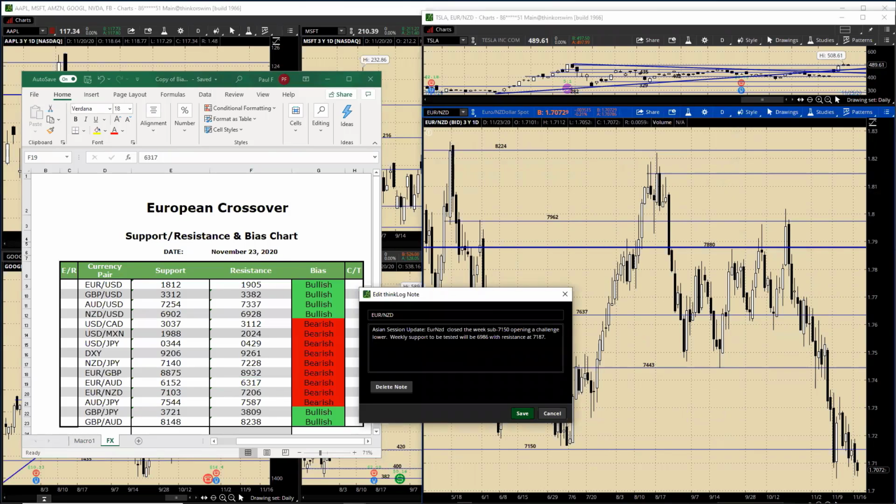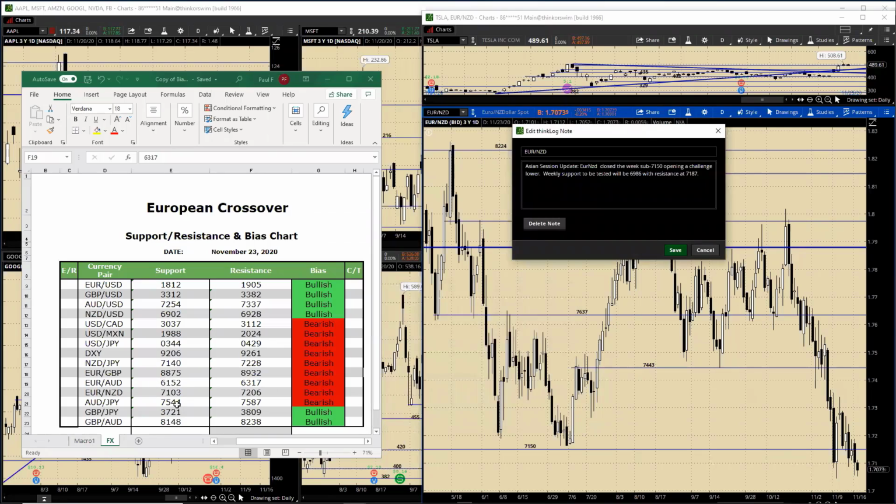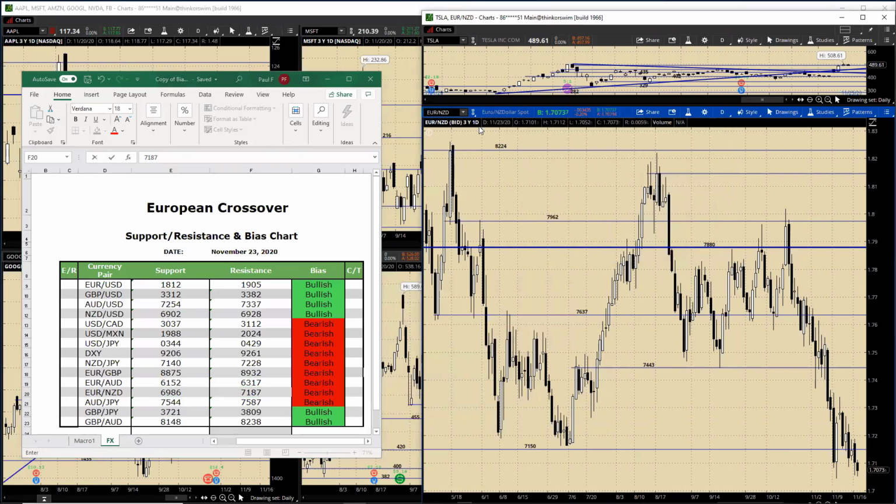The Euro Kiwi closed the week sub 71.50. You can see that. Opening a challenge lower. Weekly support to be tested will be 69.86 with resistance at 71.87. And we did break low. Yeah, we'll stay with that, 71.87.